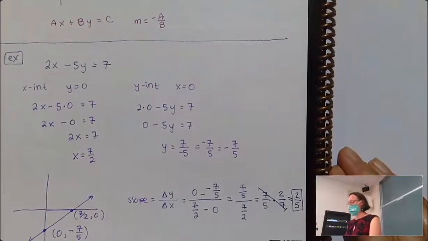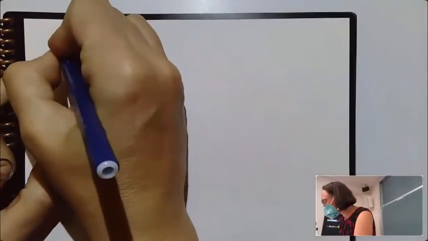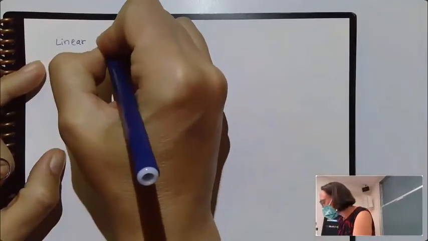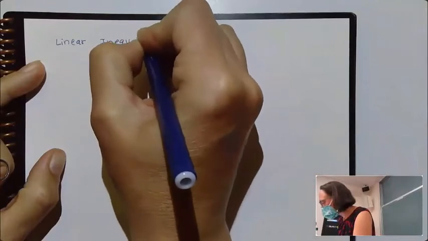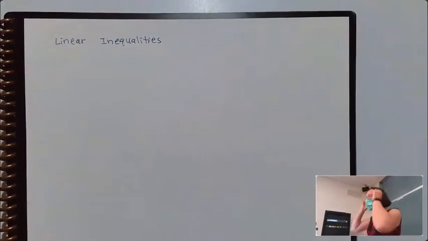Okay. We got 8 minutes left, which honestly is plenty of time for our next thing. So far, all of the things we've been graphing have been linear equations, meaning there was an equal sign, but we also need to be able to deal with linear inequalities, meaning we'll have a less than or a greater than, or a less than or equal to, greater than or equal to.